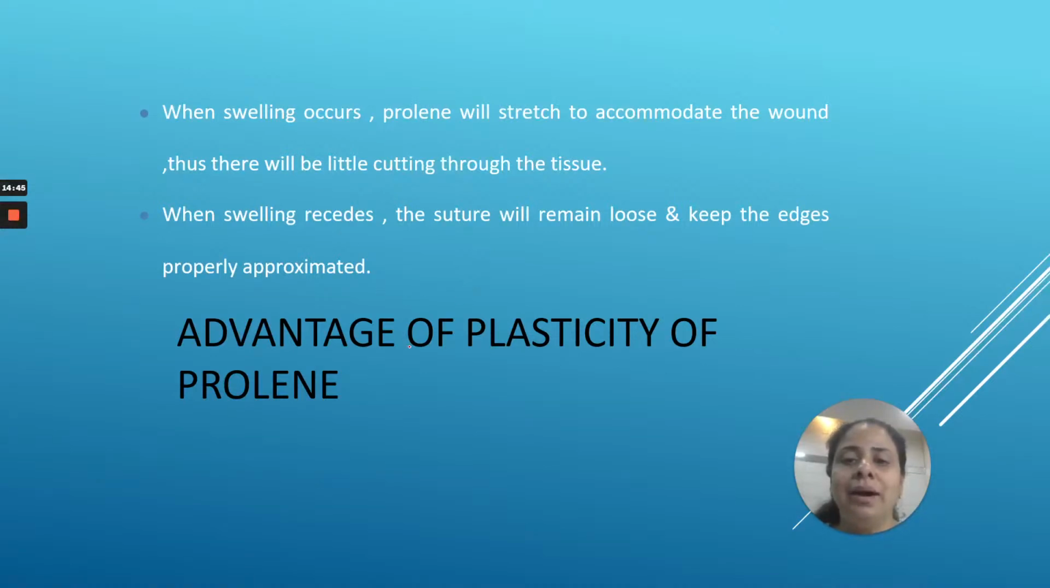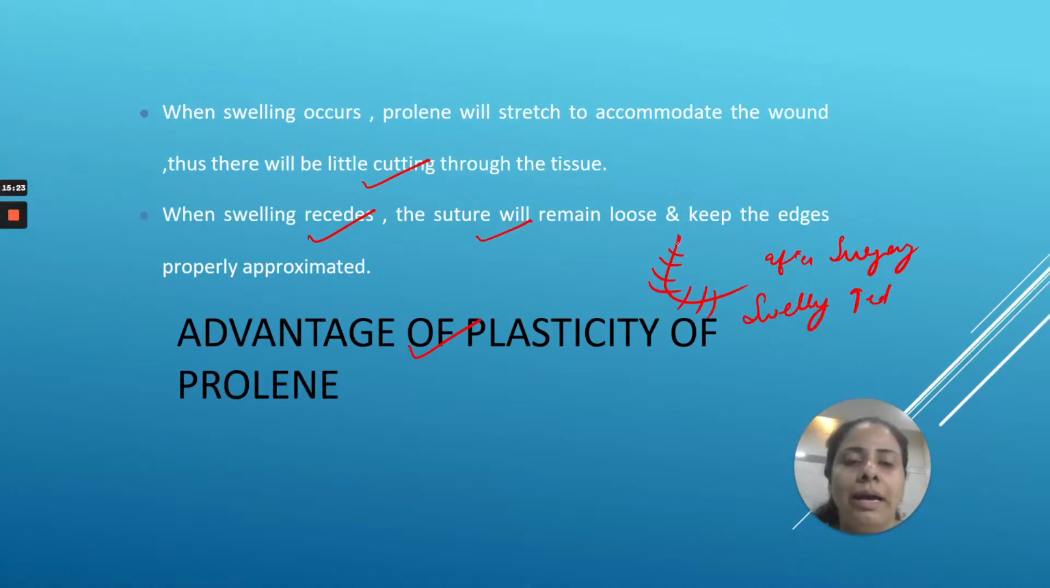So there is one distinct advantage of Prolene. Sorry for the mispronunciation. When swelling happens, Prolene will stretch to accommodate the wound. So there will be little cutting through the tissues, and when swelling recedes, the suture will remain loose and keep the edges properly approximated. What does it mean? Suppose there is a swelling here, and I have put sutures, and after surgery the swelling increased. Now in normal scenarios there will be tension here, the sutures will get tense, right? There will be tightening of sutures, but what will happen, the Prolene material will stretch itself, I would not say exactly like a rubber band, but slightly stretch itself to accommodate the swelling.